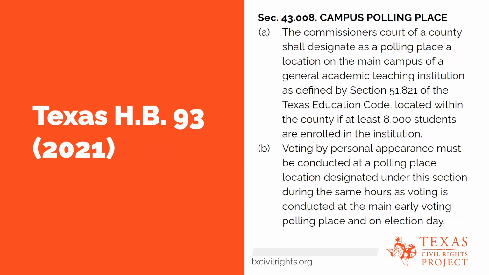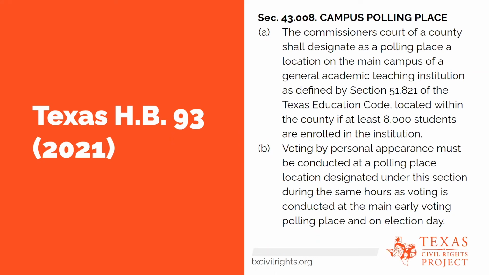On the state level, Representative Gina Hinojosa sponsored HB 93 during the last legislative session back in 2021. And this bill would have required county commissioners to designate a location on the main campus of any public university in their county if the university has more than 8,000 enrolled students. We're talking about UT system universities, A&M system universities, University of Houston, Sam Houston State, Stephen F. Austin. It's a large number of universities that would be covered by this, including Prairie View A&M.